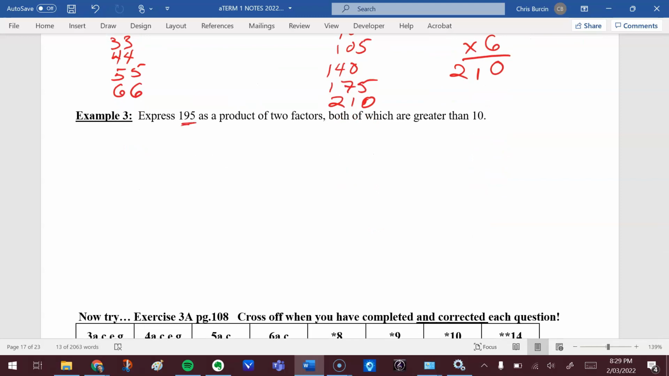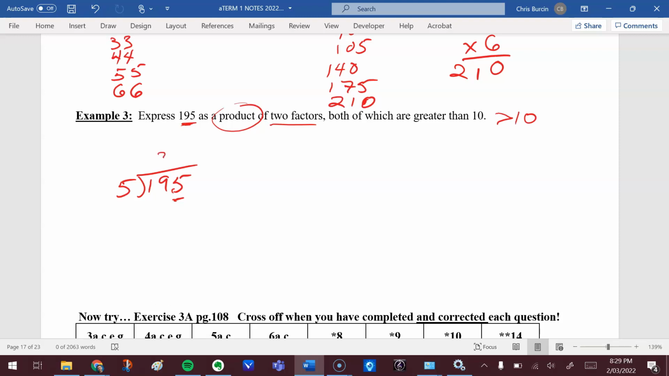Finally, we're looking to express 195 as a product. A product is what you get when you multiply two numbers together, two factors. But these factors have to be greater than 10. So let's go with what we know and see where that takes us. We know we want 195, and we can divide 195 by 5 because it's got a 5 at the end, and a 5 or a 0 at the end will always mean we can divide by 5.